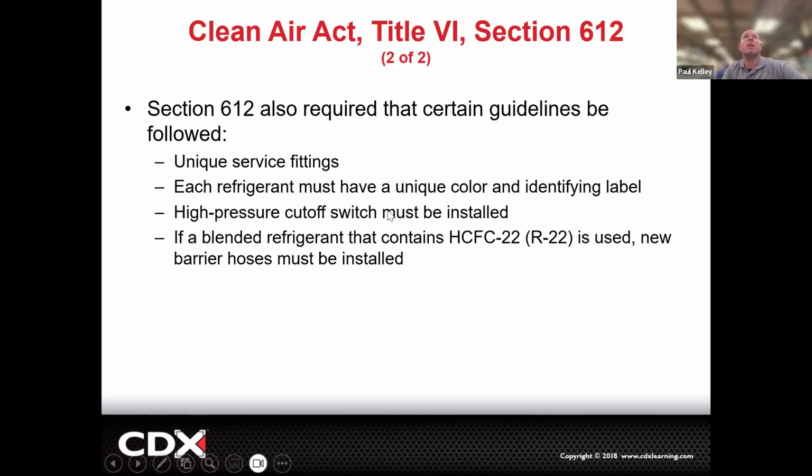One of the things with the newer systems is they have to have a high pressure cutoff switch. So if the pressure gets too high, it has to shut the compressor off so it doesn't overpump and potentially blow up and cause a flame, fire, etc. A thermal event. Okay, makes sense. And then if you use anything with R22, you need to have barrier hoses.